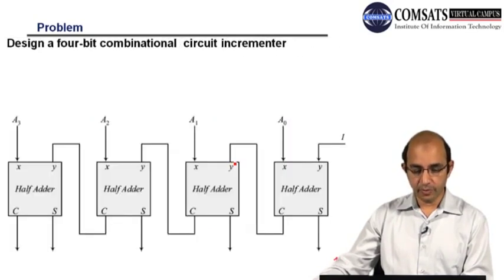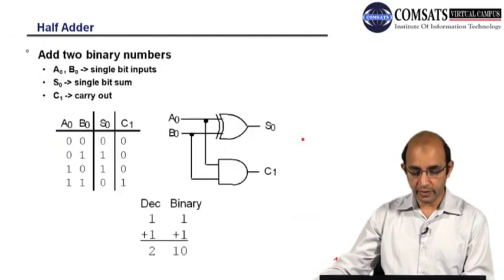So let's have another problem. We have to design a 4-bit combinational incrementer circuit, right? So here is the circuit. We have 4 half adders. If you talk about the half adder, it can handle 2 bits only, and we have 2 outputs, one for sum and the other one for carry, right?